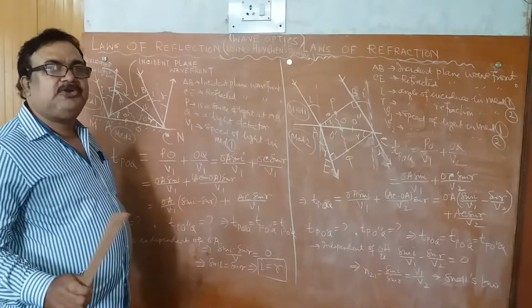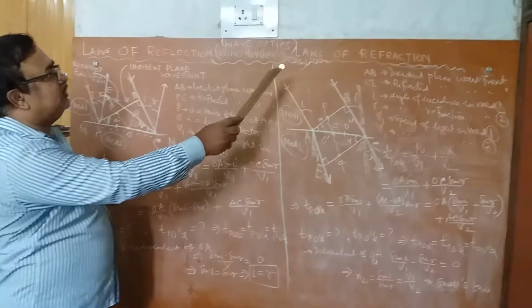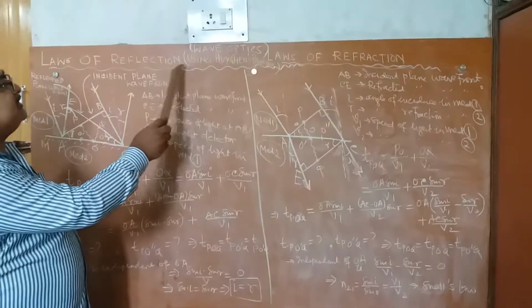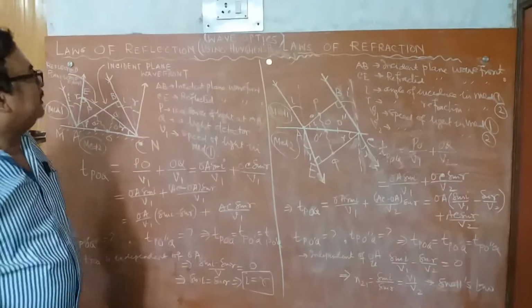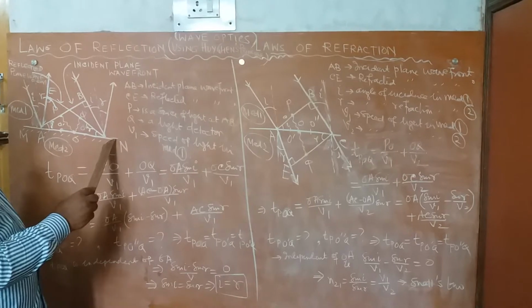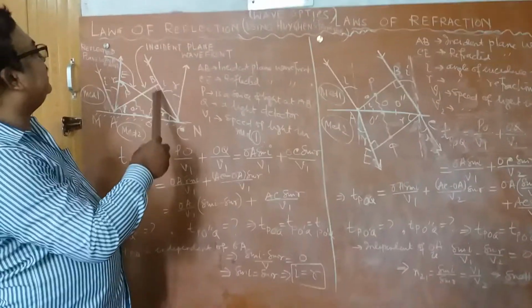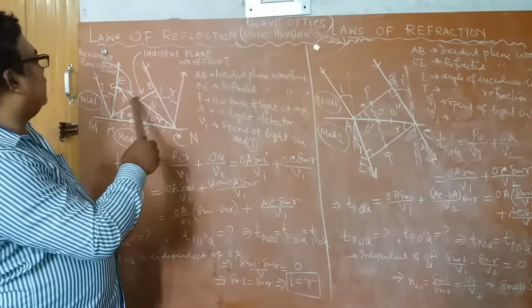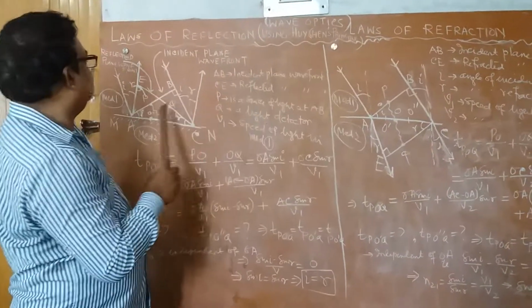This is my first video lecture on wave optics, and we are going to discuss laws of reflection and laws of refraction using Huygens principle. Now, MN is the reflecting interface. This is the parallel incident light. Normal is drawn, so AB is the incident plane wavefront.